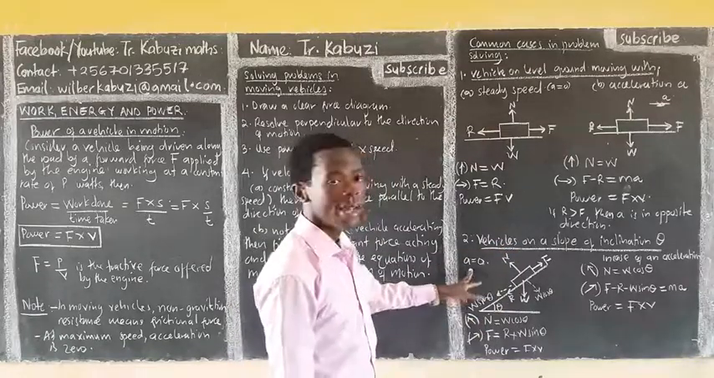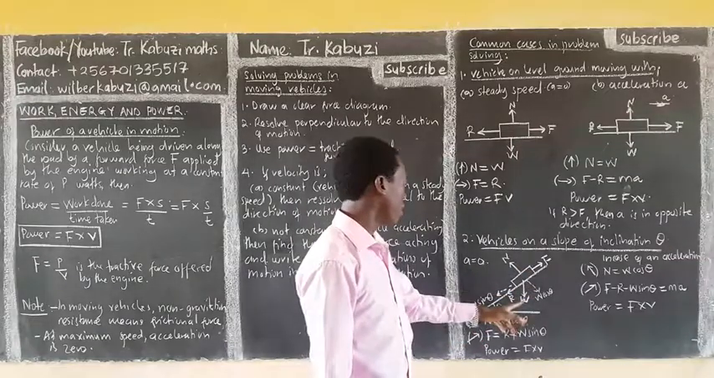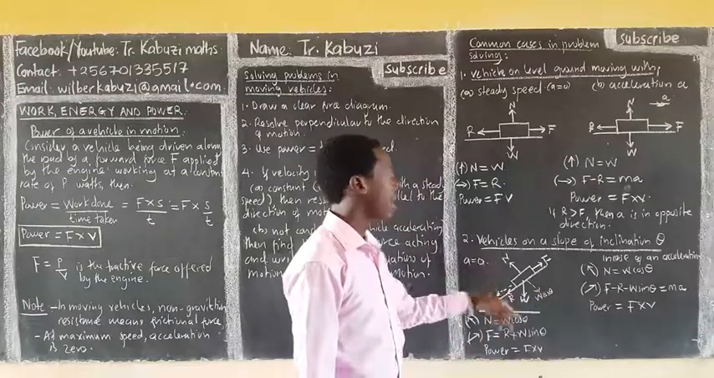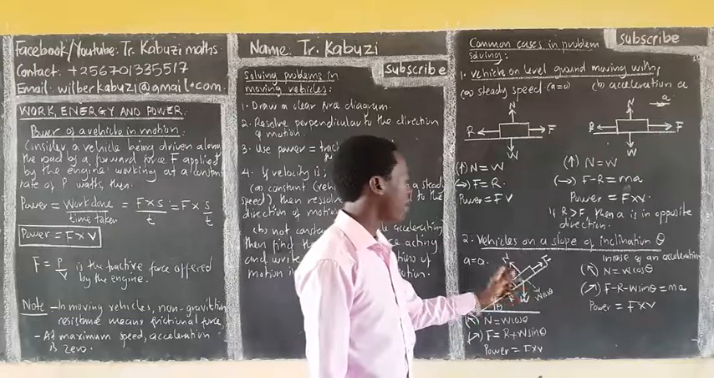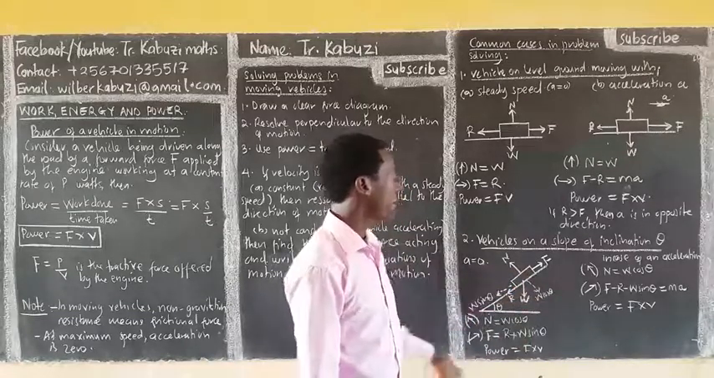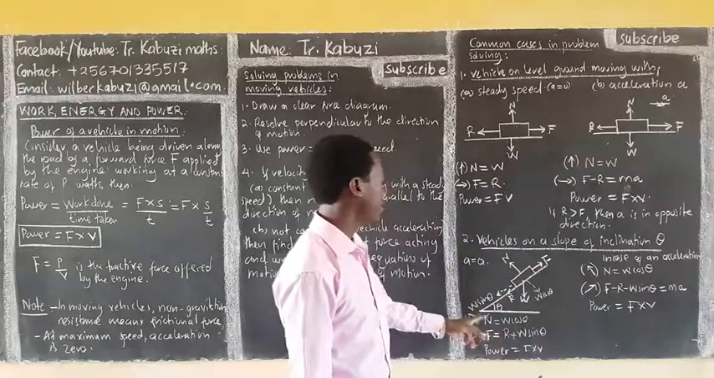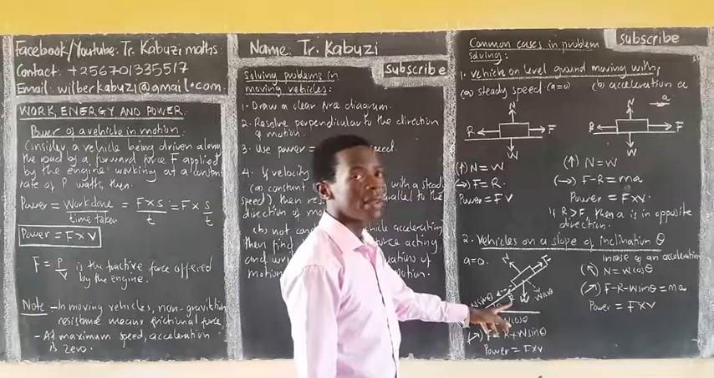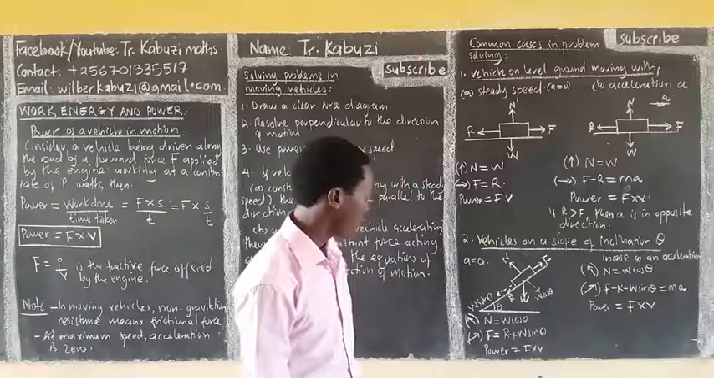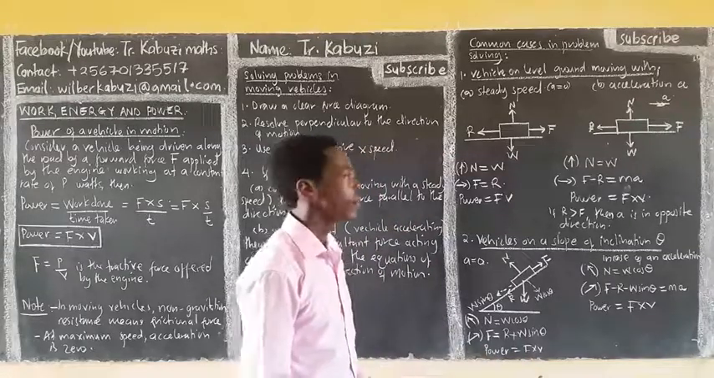Now note vehicles on a slope of inclination theta degrees. Let us start when there is no acceleration. The same idea: we resolve this weight through this and this. Perpendicular to the plane, this will be equal to that. In the direction of the force, this is going to be this, minus this, and minus this. Because there's no acceleration, this is equal to these two. As for power, we already stated it as force times velocity.